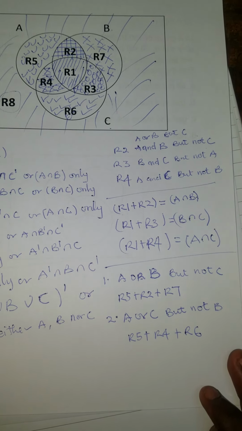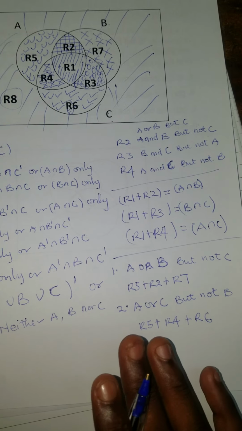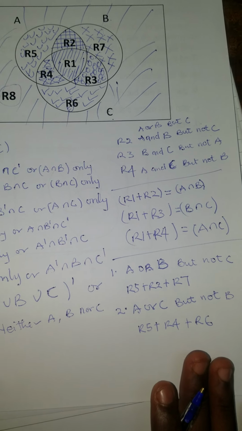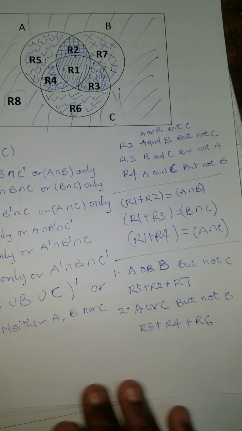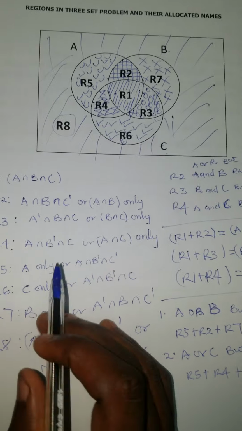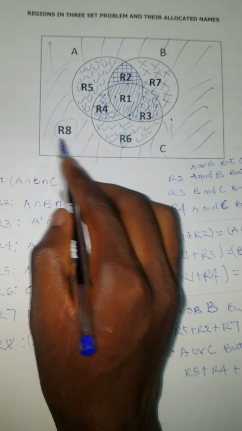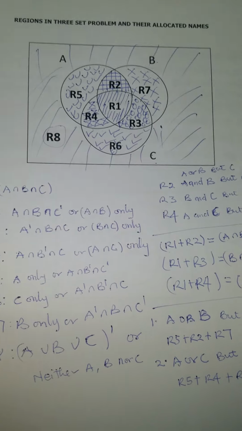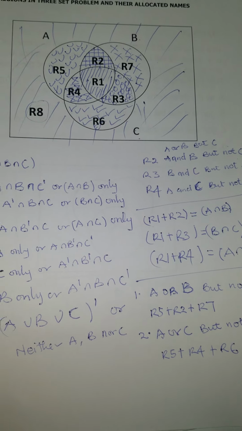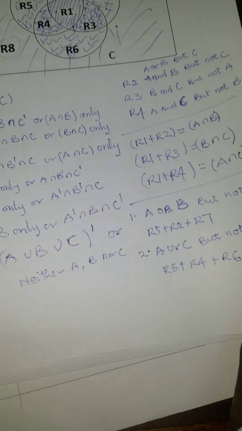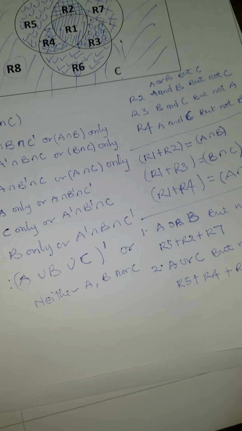But in the last things I am calculating, I am excluding region 8, assuming that there's no region 8. If there is region 8, there's a way to go about it. This is it.